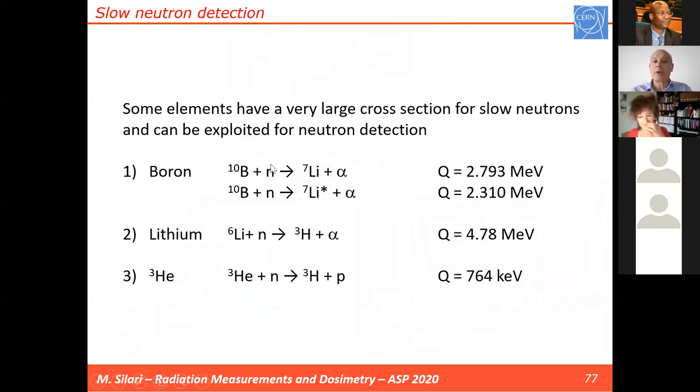Thermal neutrons, when they are captured by boron-10, split the nucleus into two heavy ionizing charged particles, lithium-7 and an alpha. Lithium, when it captures a thermal neutron, will split up again into two highly ionizing charged particles, tritium and an alpha. And helium-3, when it captures a thermal neutron, will split up again into a tritium and a proton.